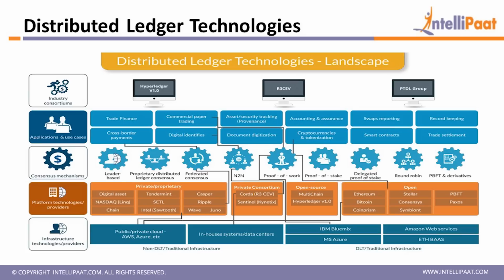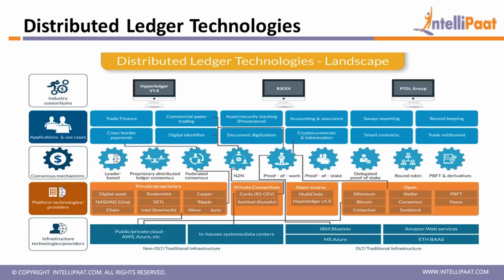Then what could be the applications and use cases of blockchain networks? You can use them in trading finances, cross-border payments, commercial paper trading, digital identities, asset security tracking, document digitization, accounting and assurances, cryptocurrencies, tokenization, swap reporting, smart contracts, and so on. So there are ample use cases where people are doing their blockchain involvements and writing their programs to use them in blockchain networks that can inherit all the said features of blockchain.